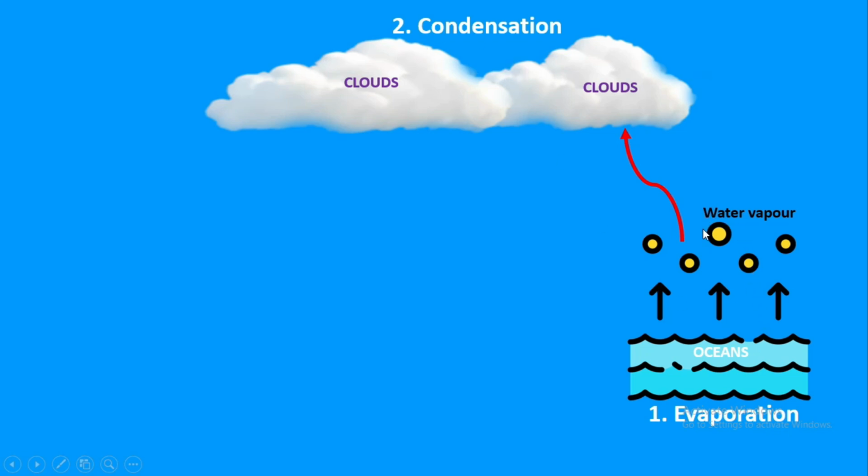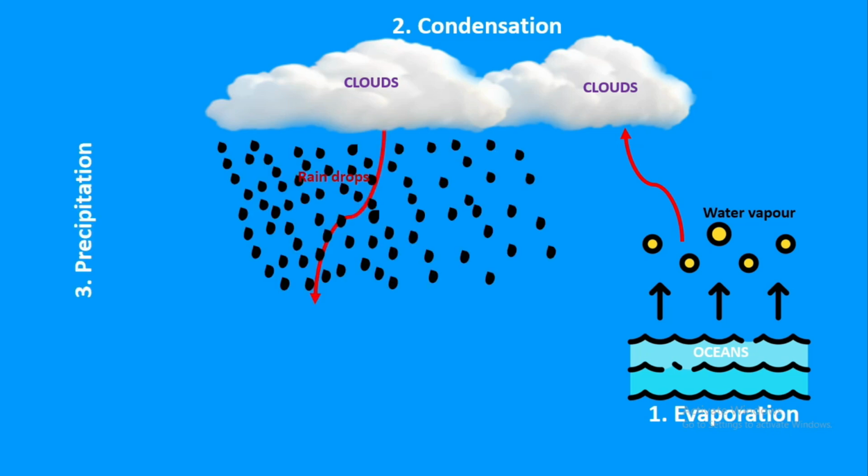Process: as warm, moist air rises, it cools down. When it reaches the dew point, the temperature at which air is saturated with moisture, the water vapor condenses into tiny liquid droplets, forming clouds. These droplets gather around condensation nuclei, tiny particles like dust, salt, or smoke. After condensation, the clouds become saturated, and the saturated clouds release the droplets as precipitation.